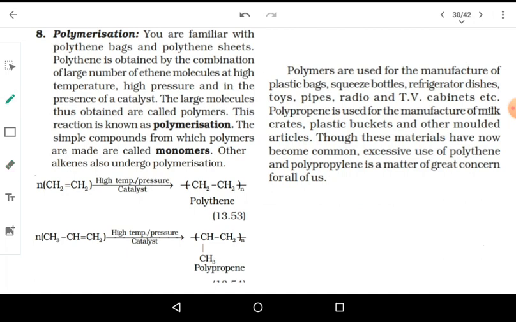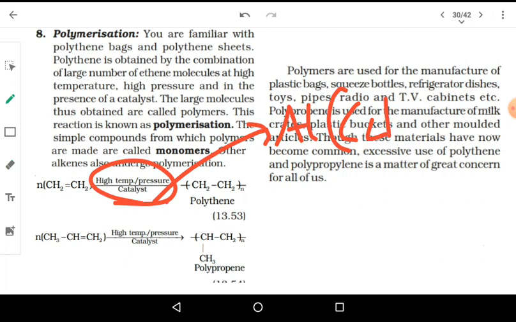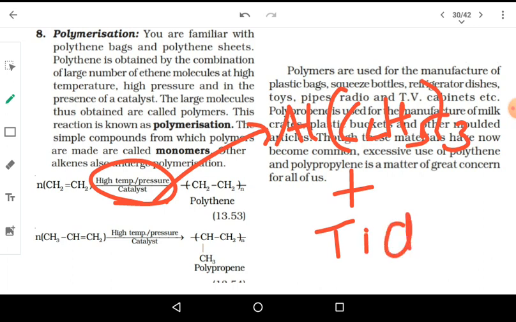And some conditions are also given here: high temperature, pressure, and catalyst. The catalyst which is used is this, Al(C2H5)3 plus TiCl4. This is going to be the catalyst which is used, and the name of this catalyst is Ziegler-Natta catalyst.